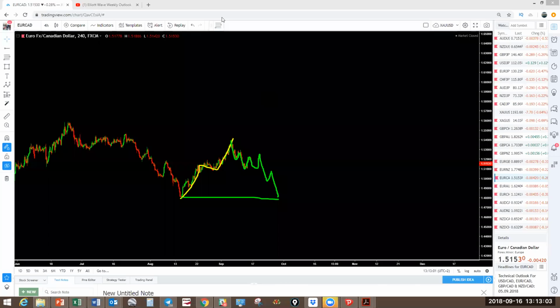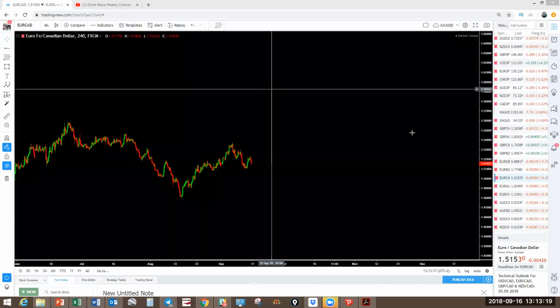So you need to wait for the structures to form. It's a lot of waiting for this week. Okay, this structure needs to complete so you can know whether you're going to come down or not. But the sequence is downside. That's EURCAD.